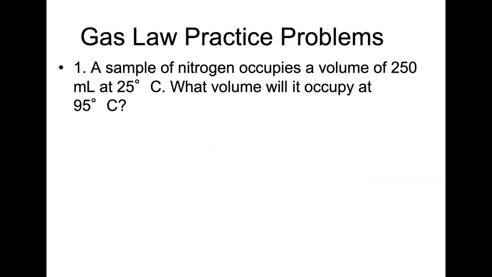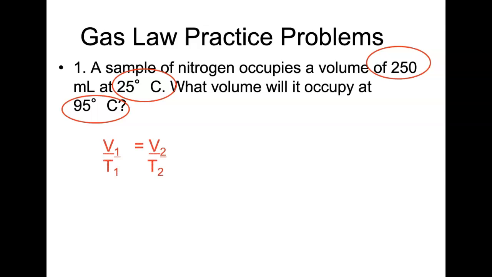Let's take a look at some more. So these are just random gas law problems. And as you're taking a look at this, the first thing I would do if I were you is look at what I've got. Okay, 250 milliliters, that's a volume. 25 degrees Celsius, that's a temperature. Then we've got 95 degrees Celsius, another temperature. It's asking for a volume, so I've got 2 temperatures and a volume. Yep, hopefully you were thinking Charles's Law. Charlie Brown is a TV show.